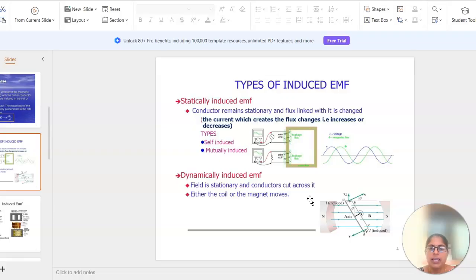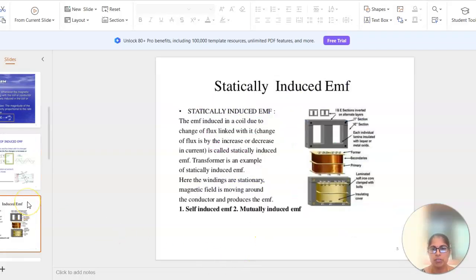For example, the conductor which is placed in the magnetic field remains stationary and the flux linking with the conductor is changed. How is this flux linkage changed? By changing the current, which is the cause for producing flux linkages. We can change the flux linkages by increasing or decreasing the current passing through the coil. This is called statically induced EMF. And this statically induced EMF is further classified into two types: self-induced EMF and mutually induced EMF.